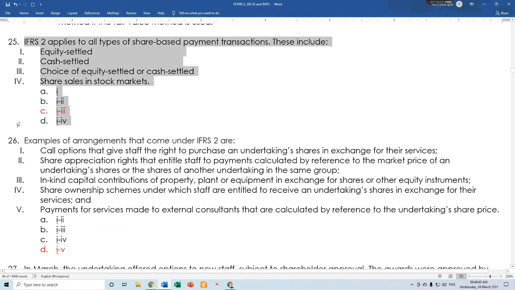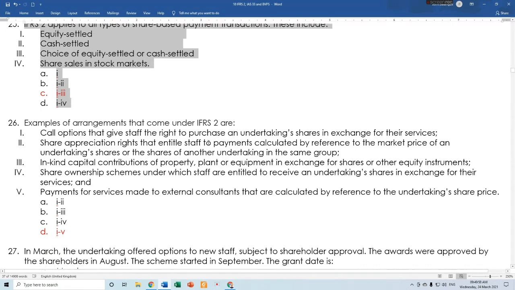25, IFRS 2 applies to all types of share-based payment transactions. This include, tatlo lang yan, di ba? Equity, cash, or choice between cash or equity. So, letter C, 1, 2, and 3.